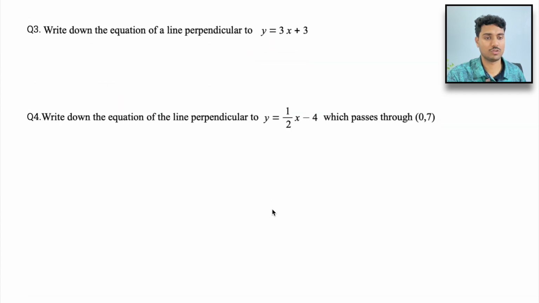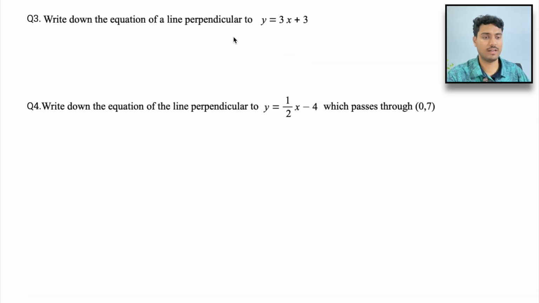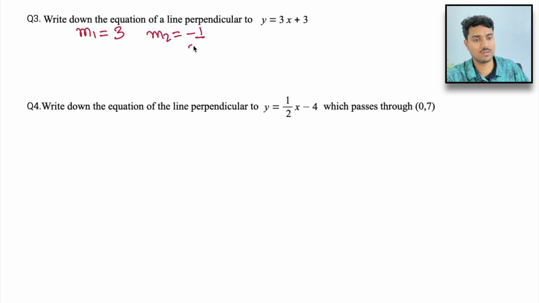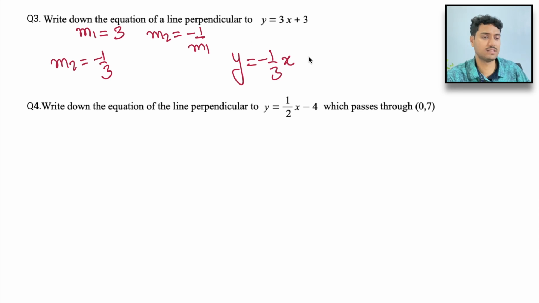Let's check another question, question number 3. It says write down the equation of a line that is perpendicular to y equals 3x plus 3. So our m1 is 3 and we have to find m2. So m2 will be minus 1 upon m1, so m2 equals minus 1 upon 3. So the other equation will be y equals minus 1 upon 3 x plus anything. It says write down the equation of a line that is perpendicular to this line, so it can be anything.